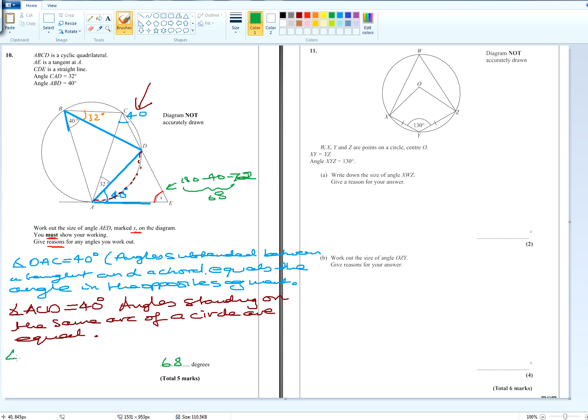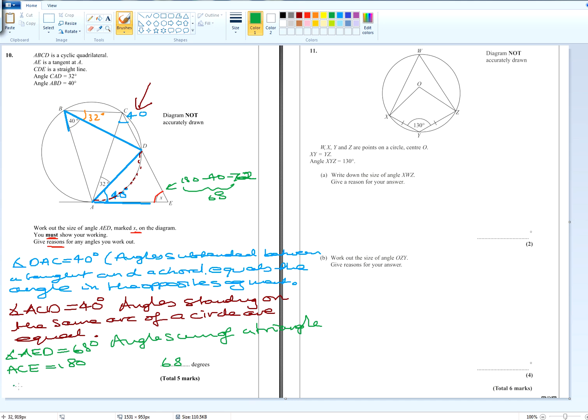Let's write down there. So angle, or is it AED? Angle AED is equal to 68 degrees. Why is it 68 degrees? So we can say angle sum of a triangle. Now the triangle in question is triangle ACE, is equal to 180. So let's do the maths now.